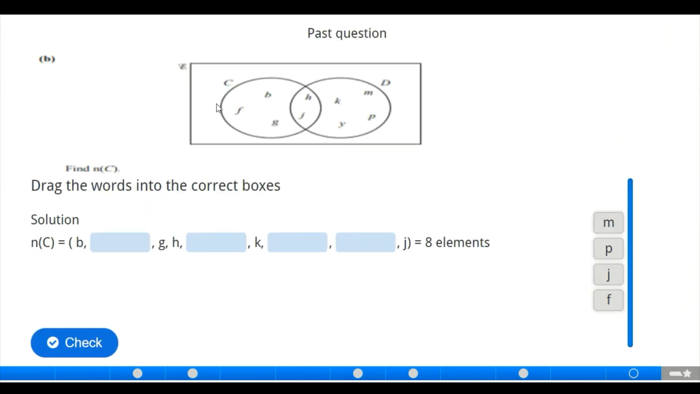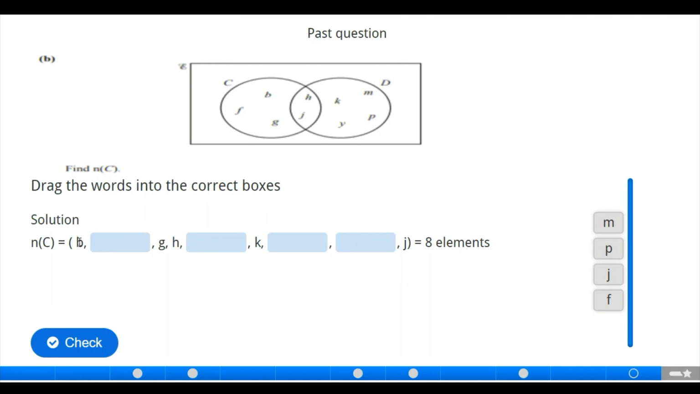Now let's look at the next past question that we have here. It's telling us that we should highlight all the elements in A and C. If you look at the set, we should find the intersection, which means all the elements in A and D. So let's bring all the elements in A and D together. That is what we are doing here.